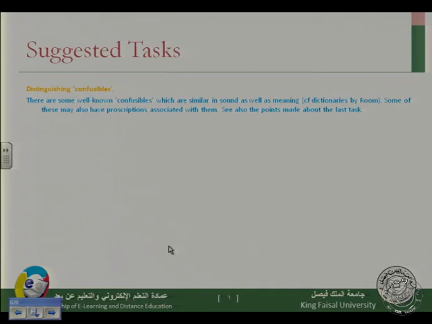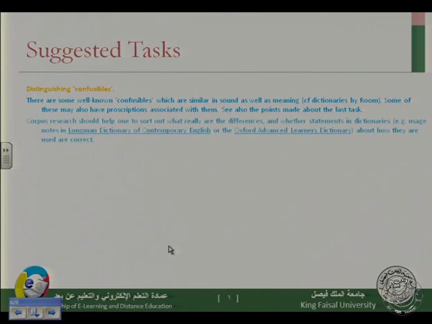So if you go to the dictionaries, you would have all of these confusables, like bank, the bank where you store your money, or the bank of the river. So you can research or search that in the corpus. Corpus research should help one to sort out what really are the differences, and whether statements in dictionaries or the usage notes in Longman, for example, or Oxford dictionaries about how they are used are correct.